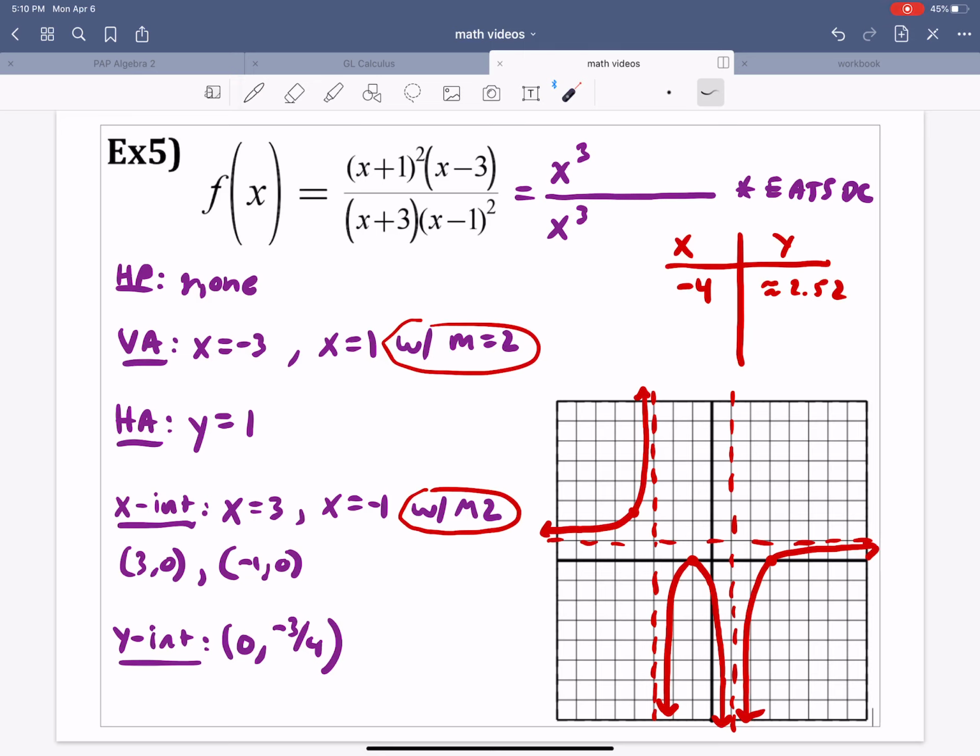Now, should we be surprised that the arrows go opposite directions on the asymptote x equals negative 3? The answer is no, because its multiplicity was only 1. And if the multiplicity is only 1, the branches go opposite directions as they approach that asymptote. But when the vertical asymptote has a multiplicity of 2, like was the case with x equals 1, we get a scenario where the branches both shoot off in the same direction as they approach that asymptote.